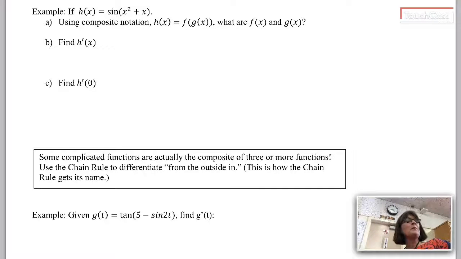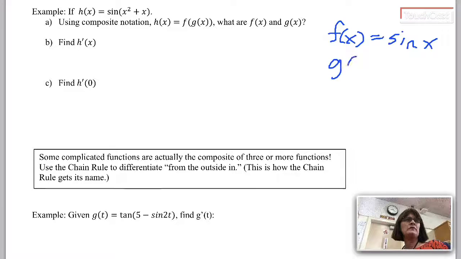So when we talk about composite function notation, we could say f of g of x. F is what we call the outside function, and g is the inside function. The g is the first thing that happens to the input, and f is the last thing. So if that's what we're going to do, the outside function, I would say f of x is sine of x. The inside function, the first thing that happens to x, is it gets squared and then added to itself.